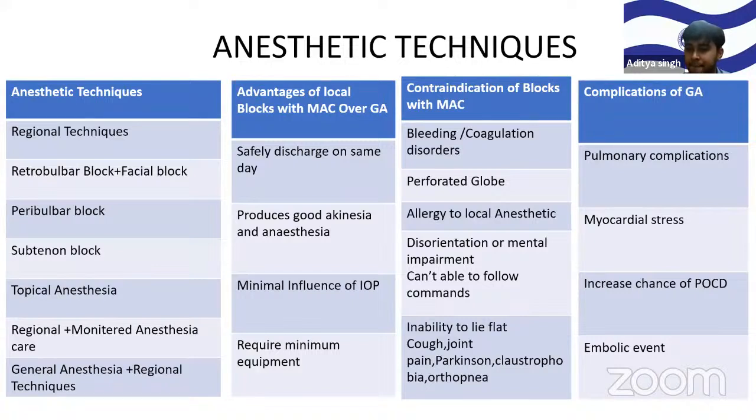So please tell me what are the advantages of blocks and MAC over GA? Ma'am, the advantages of monitored anesthesia care along with the block as compared to GA are that the patient will be discharged on the same day. The block will provide good akinesia and anesthesia. There is minimal requirement of equipment and minimal alteration in the IOP. There is a decrease in the pulmonary and myocardial complications which are present in GA. In elderly, there are decreased embolic events and decreased cognitive dysfunction. These complications will be decreased in MAC along with the blocks.